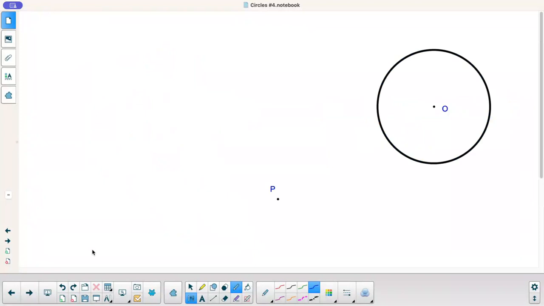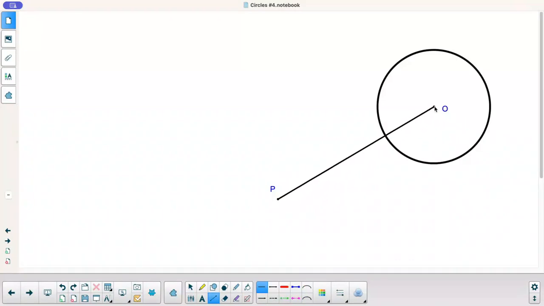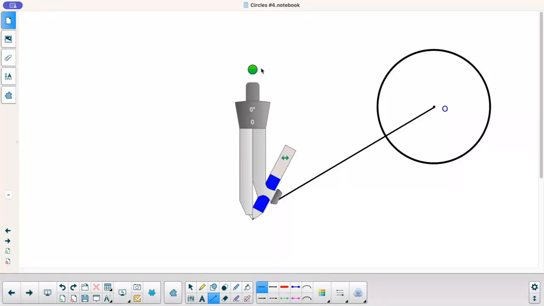Okay, let's try another one here. Here's O and here's P. Let's start by connecting these. Let's get a compass out here. All right, so now we need to construct a perpendicular bisector.